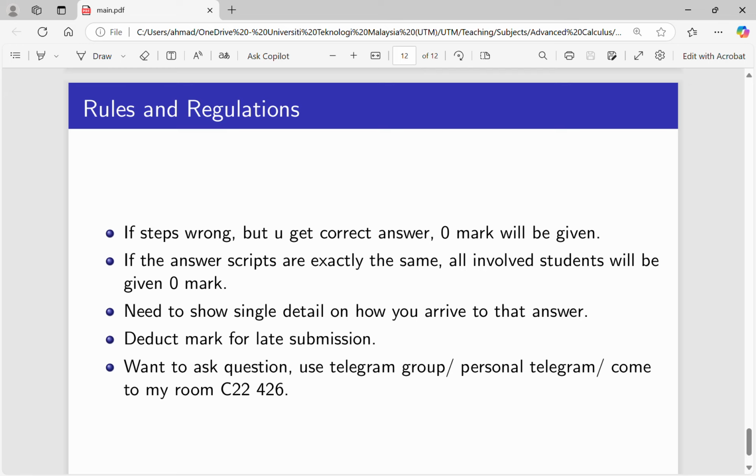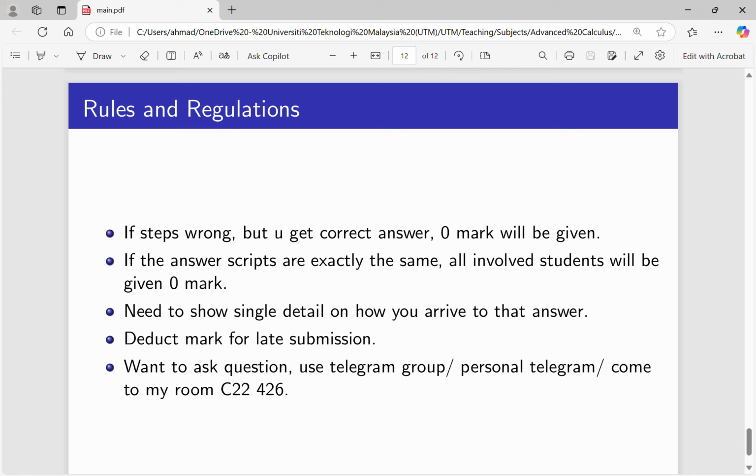Next, if your answer script is exactly the same as another student's, I'm going to give 0 marks to all involved students. If I realize that the answers are exactly the same, I'm going to give you all the 0 mark. It doesn't matter whether you are the one who gave the paper or the one who copied it. Both parties are going to get 0 marks.